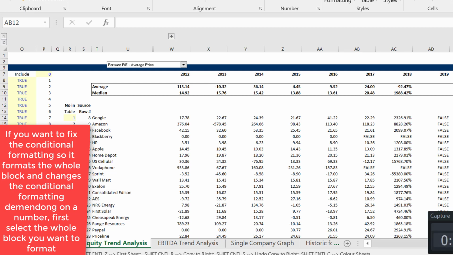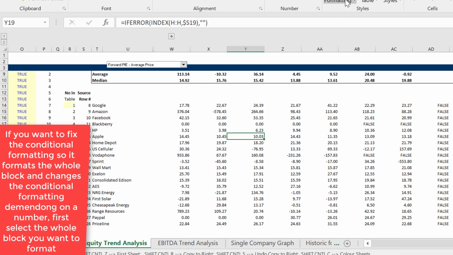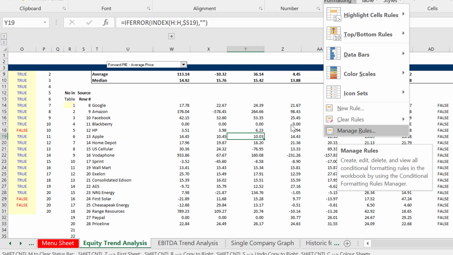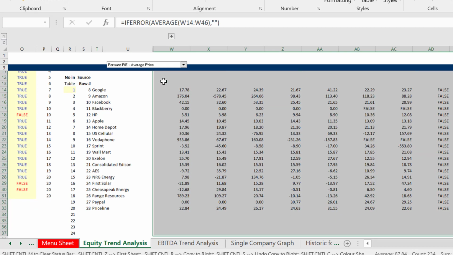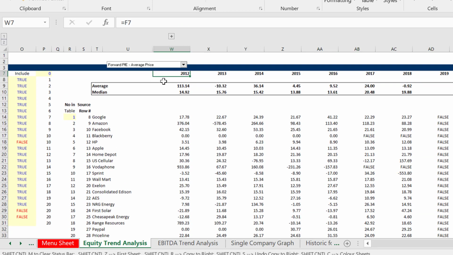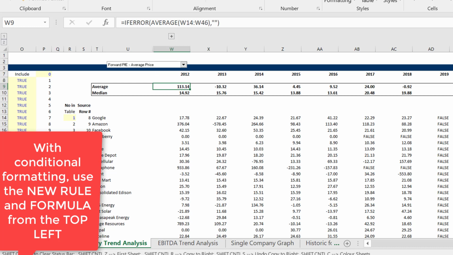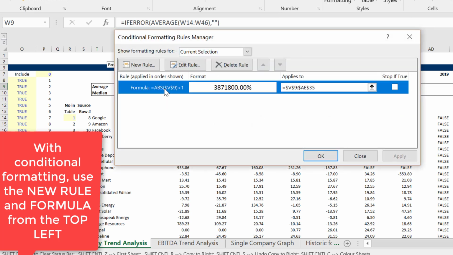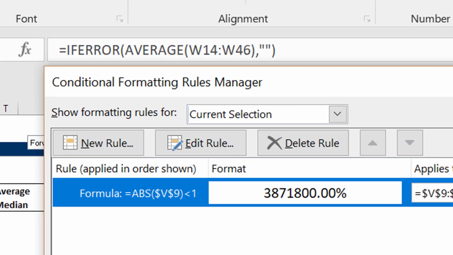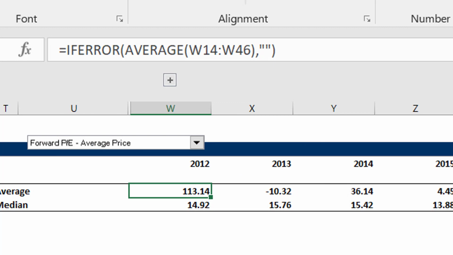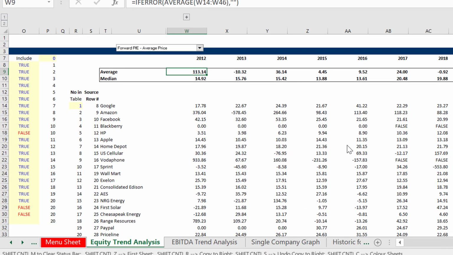Let me pause for 1 second. Okay, I just changed the conditional formatting. If you want to know how to do the conditional formatting, sorry to repeat this, you just select the whole area. You start at the top left, and then you make a rule, and the rule can be kind of tricky. In this case, I said the absolute value of the first one. If it's less than 1, use a percentage. If it's more than 1, use a number, okay?